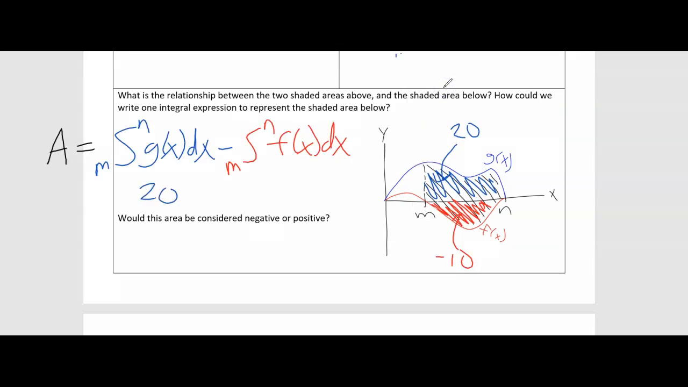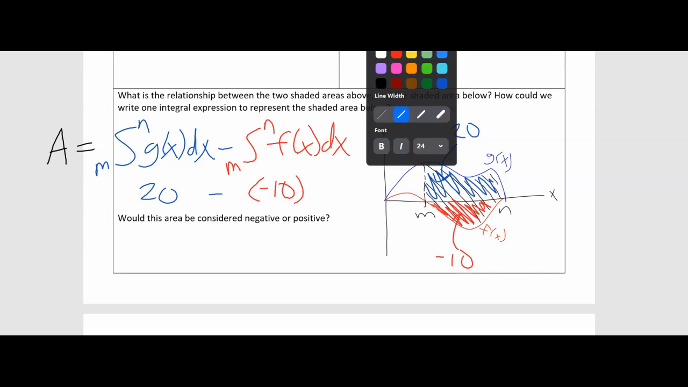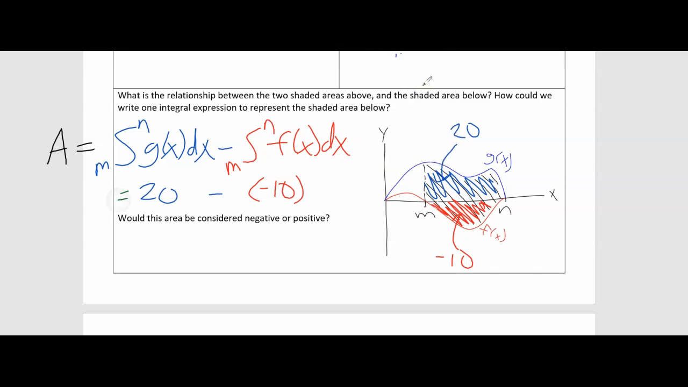Well, I do 20 minus negative 10. That's really like adding the 10. So I'd end up getting 30. Which makes sense, because the total area should be larger than the blue. If I just added the area of the blue and the red, 20 plus negative 10, that would give me positive 10. But that wouldn't make sense, and you can think about it visually.